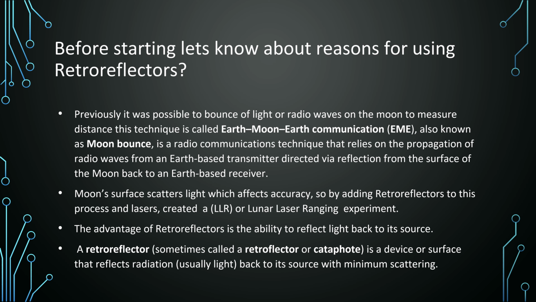The moon's surface scatters light, which affects accuracy, so by adding retroreflectors to this process and lasers, the LLR, or lunar laser ranging experiment, was created. The advantage of retroreflectors is the ability to reflect light back to its source. A retroreflector, sometimes called a retroflector or cataphote, is a device or surface that reflects radiation, usually light, back to its source with minimum scattering.